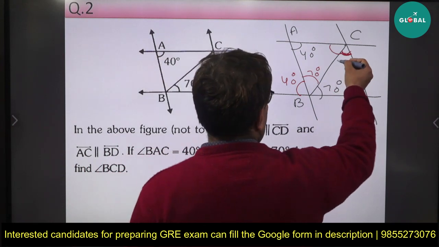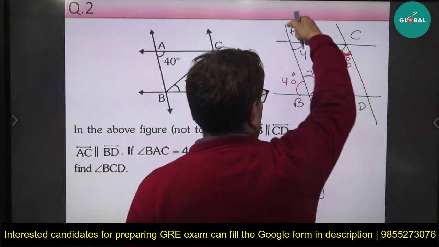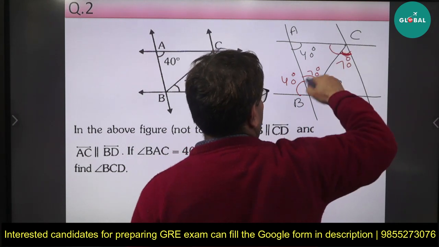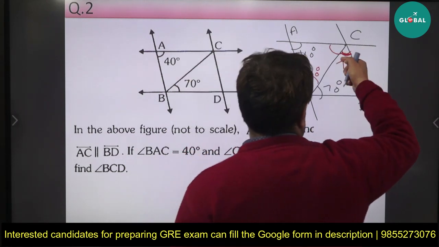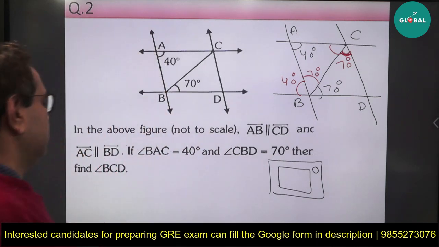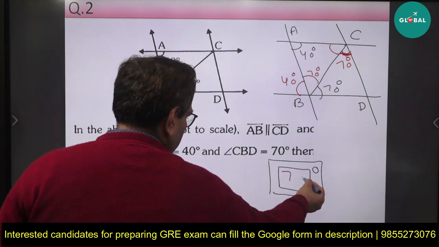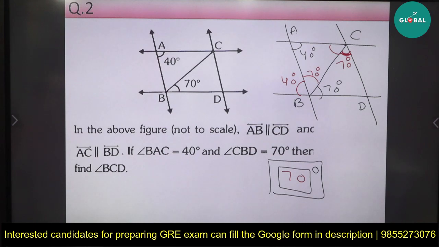This is also 70 degree because these are parallel lines. So transversal ना, ये वाली transversal है. So these two are alternate angles. So answer will be 70 degree directly. Okay. So you may get question from lines and angles in your GRE exam. Basic question will be there. So you have to write 70 in the box. Now let us see next question number 3.